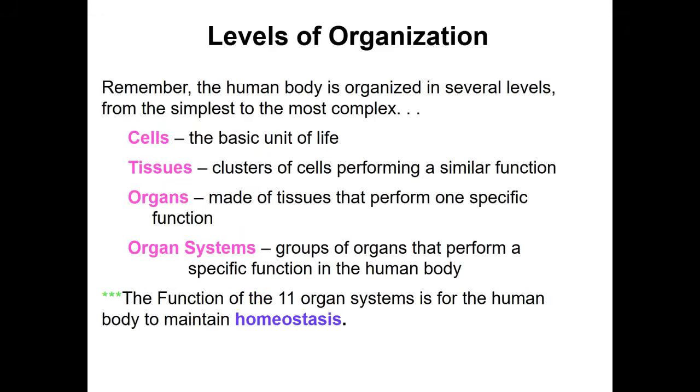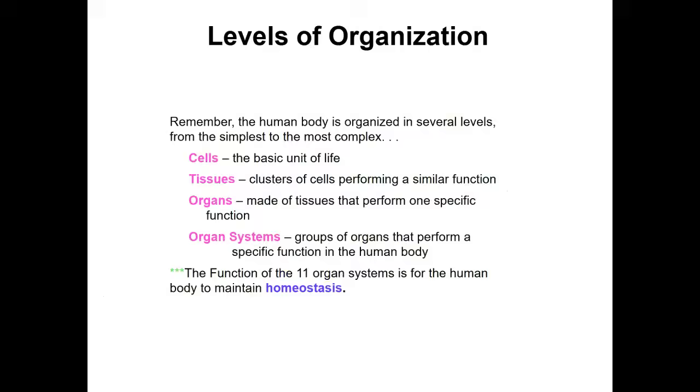So first, a review of the levels of organization. Remember we have several different levels. This again is review. So cells are the most basic unit of life. Groups of cells make tissues, groups of tissues make organs, and groups of organs make organ systems. Okay, and all of these are going to work together to maintain homeostasis, which you should remember is a stable internal environment.